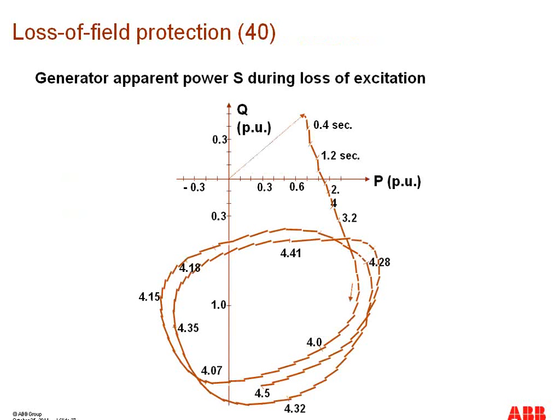When this loss of field condition occurs, this slide shows the locus of apparent power S, and we can see that the apparent power is reducing, and then it is moving from the generating side to the motoring side, and ultimately it is coming to a point where the generator will fall out of phase and will enter into asynchronous operation.